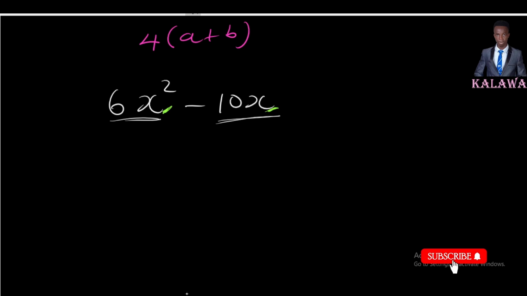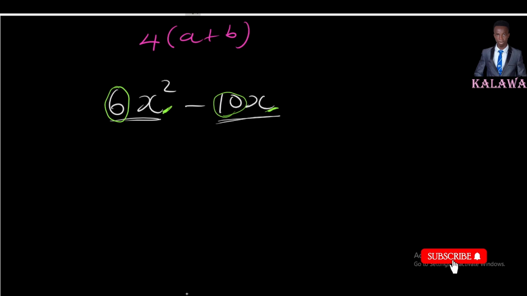Another thing that is common here: we have 6 and we have 10. Always ask yourself these two questions. This is the coefficient of x squared, and this is the coefficient of x. This is 6, this is 10. So ask yourself, which number can you divide 6 by without any remainder, and that same number you can also divide 10 by without any remainder? That's how you find the common factor.